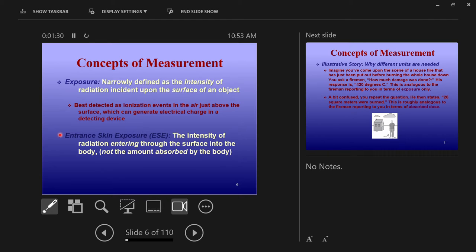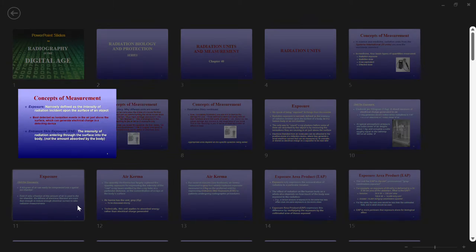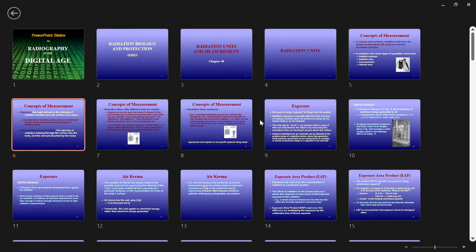So there's a relationship between entrance skin exposure, or exposure, and how much the body will absorb. We're not to the absorption part of the story yet. Right now, we're just talking about how much we are exposed to. That's called exposure or entrance skin exposure. And that's still part of radiation exposure? That is exposure. Entrance skin exposure is exposure. Okay.